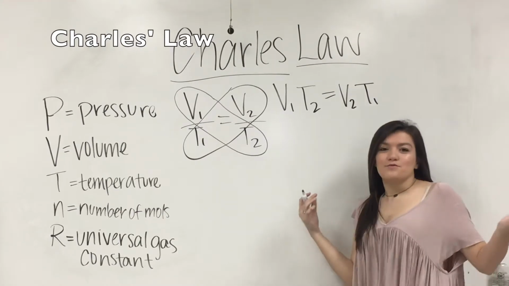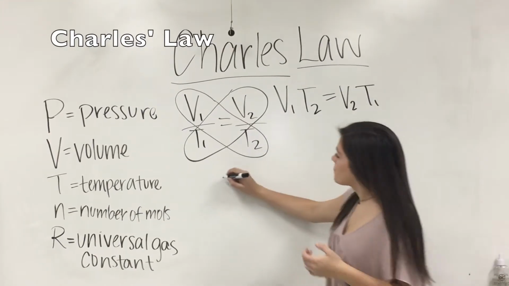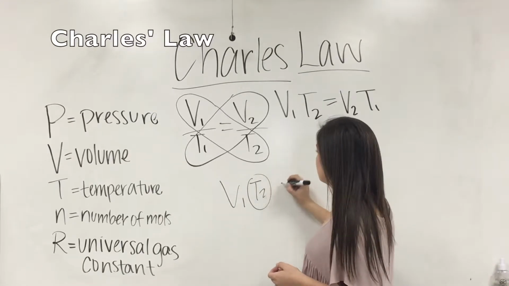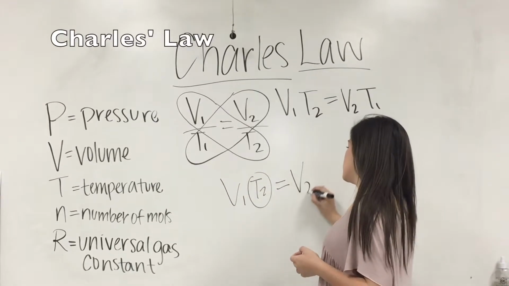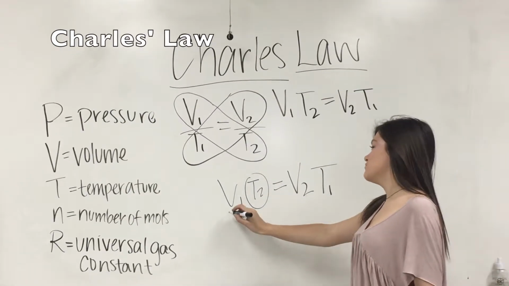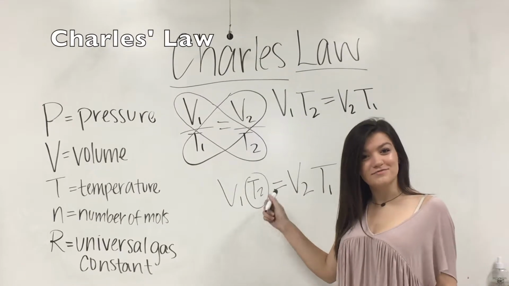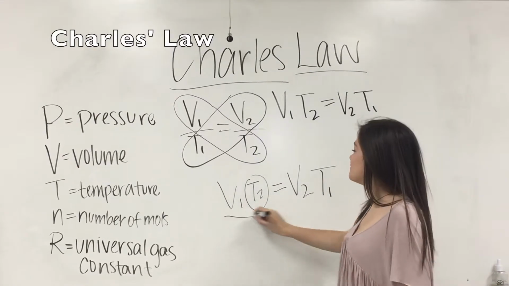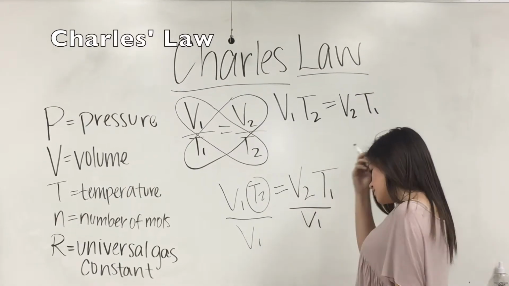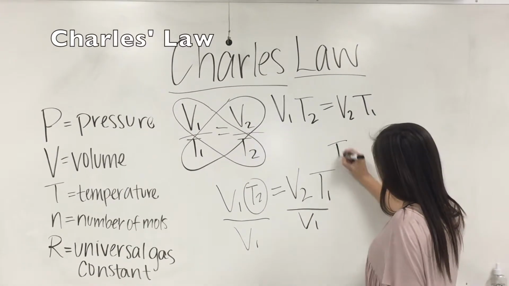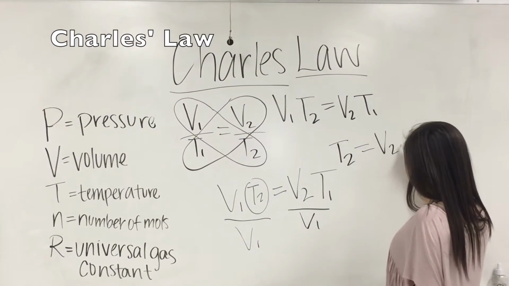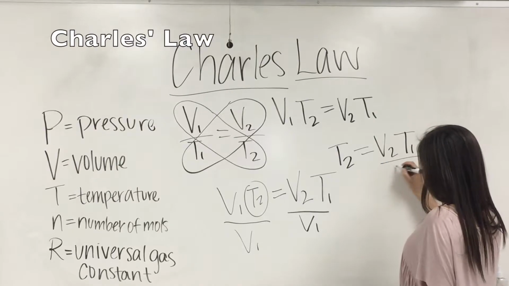Let's just say you were given a word problem that gave you V1, and they wanted you to find T2, and they also gave you V2 and T1. You would have to go through and isolate your T2. So you would divide by your V1 on both sides. So your equation to find T2 will be V2 times T1 over V1.